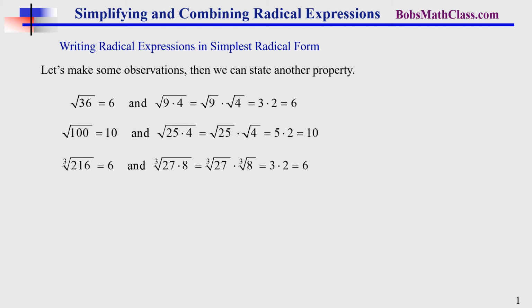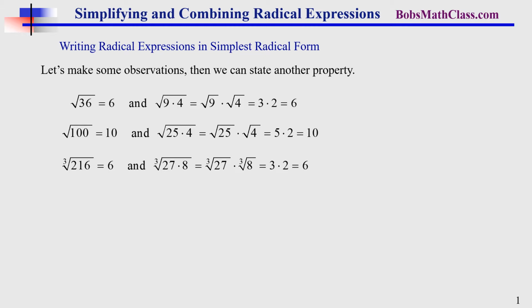The square root of 36 is 6, right? Because 6 times 6 is 36. But we could also write 36 as 9 times 4. And then we could separate it into two separate square roots, the square root of 9 times the square root of 4. And then the square root of 9 is 3, and the square root of 4 is 2. And 3 times 2 is 6, the same answer.